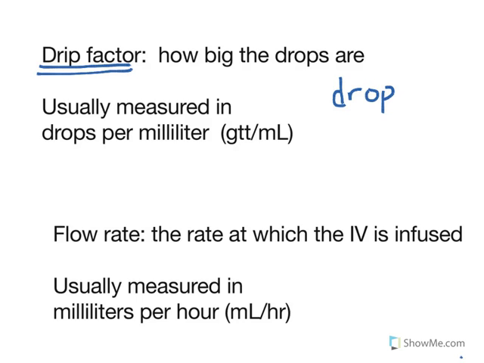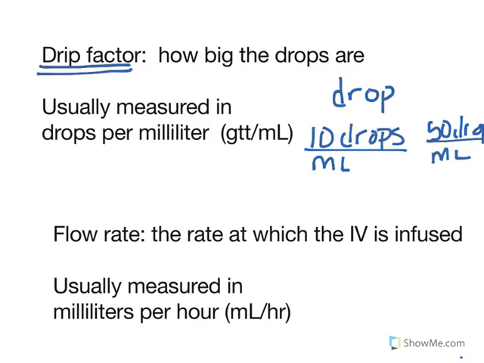For example, it may take 10 drops to make a milliliter, or it may take 50 drops to make a milliliter. Because of this, drip factor is usually measured in drops per milliliter. The abbreviation for that is GTT per ml, drops per milliliter.